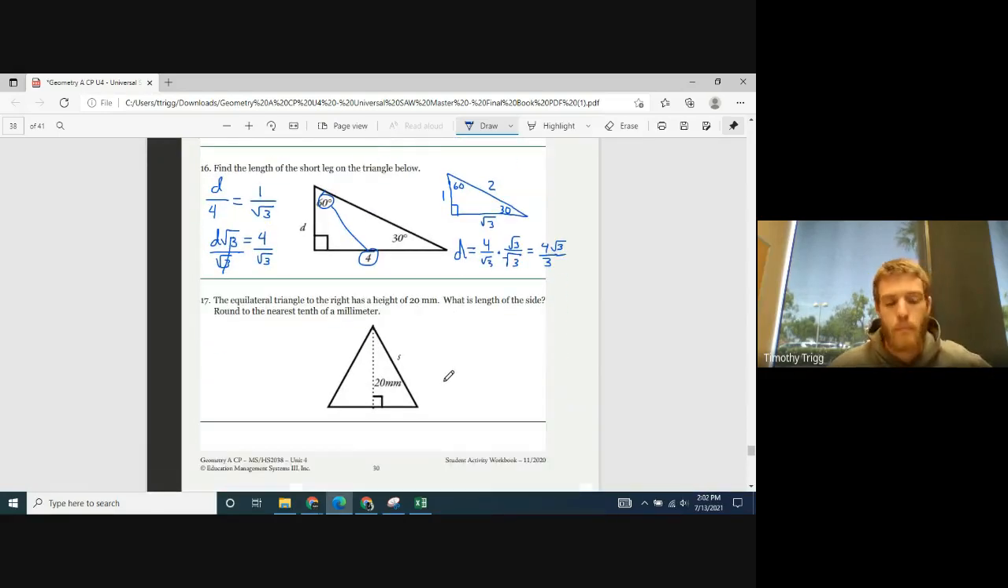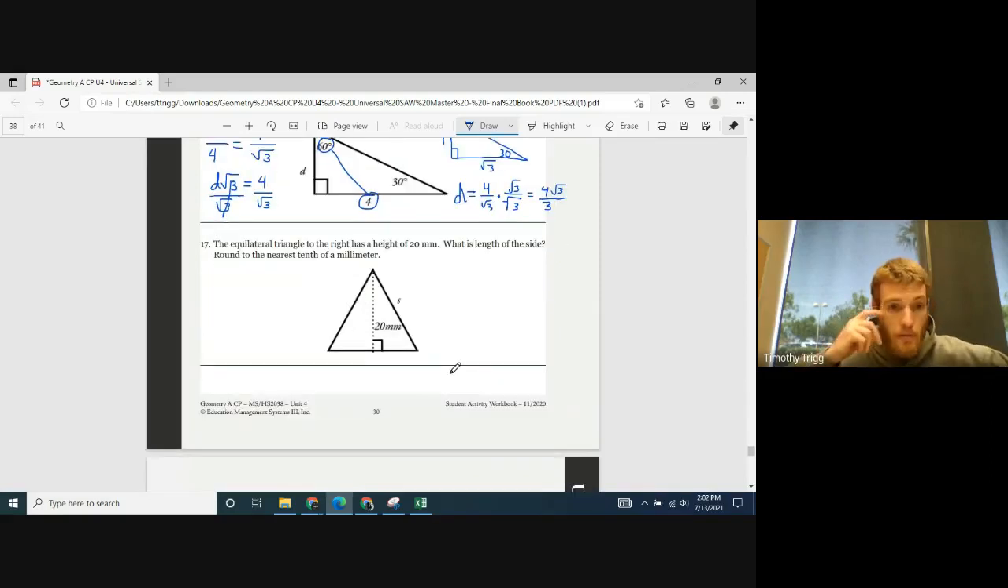Now let's take a look at number 17. The equilateral triangle to the right, well, I don't know why it says to the right, it's below it, has a height of 20 millimeters. So this height here is 20 millimeters. That's what they're talking about. This 20 actually applies to this one, not to the diagonal one.